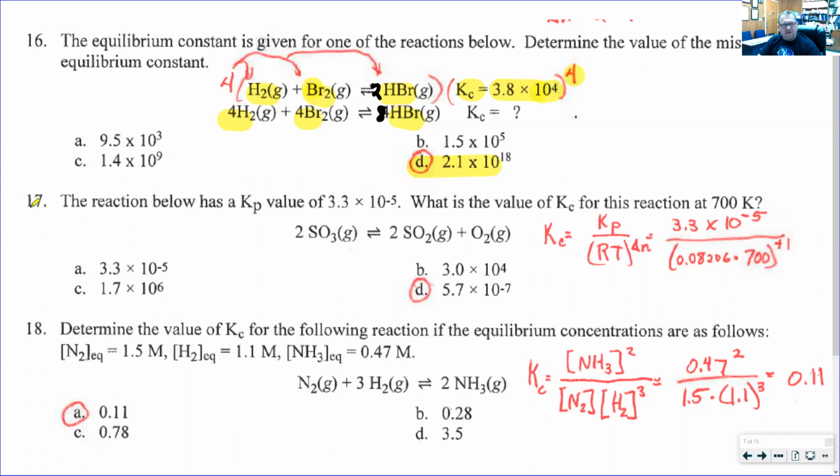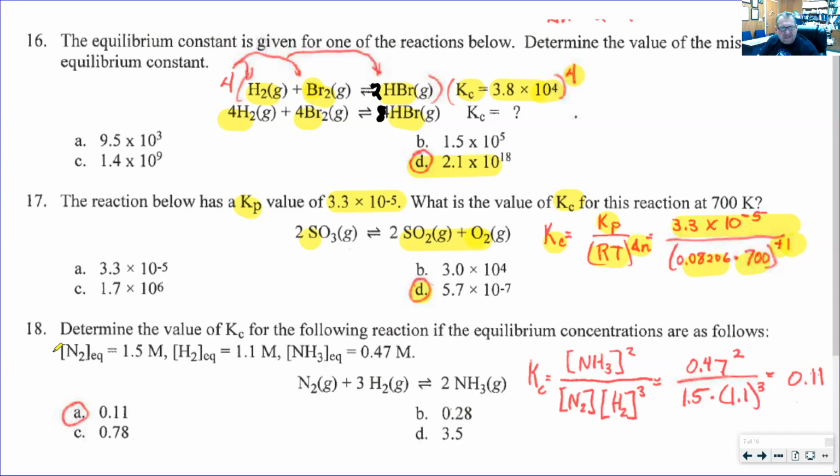Okay, so number 17 says, for the following reaction, the value for K sub P is given. What is the value of K sub C? If I look at this reaction and I look at the values, the value for delta N is, everything's in the gaseous state. So it's 3 moles minus 2 moles. So the value for delta N is a +1. And the equation says that K sub C is equal to K sub P divided by RT raised to the delta N power. So I put in the value for K sub P, put in the value for R and the temperature, positive 1 power, and I get choice D out of it.